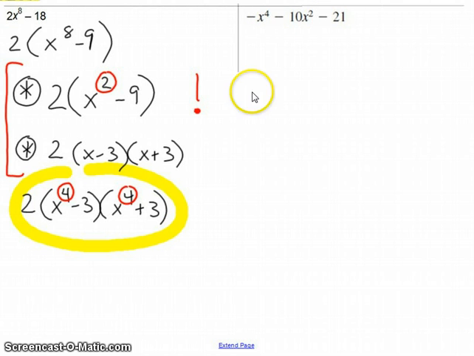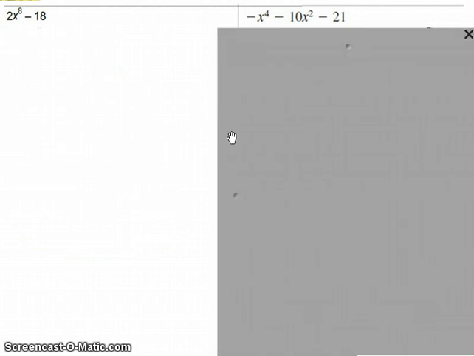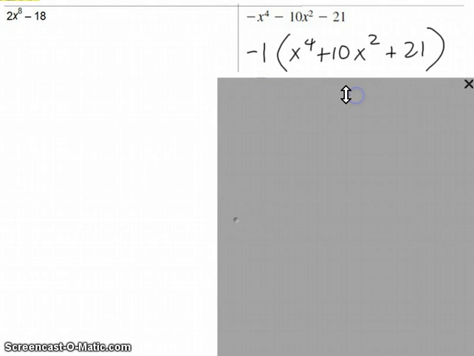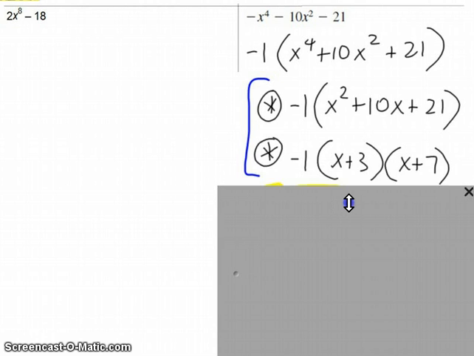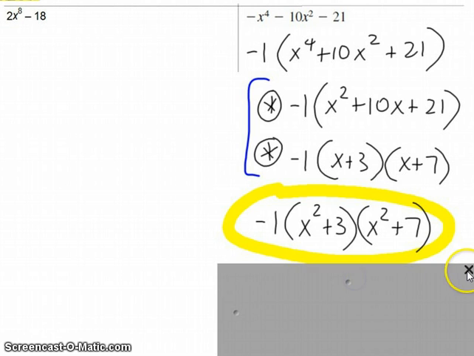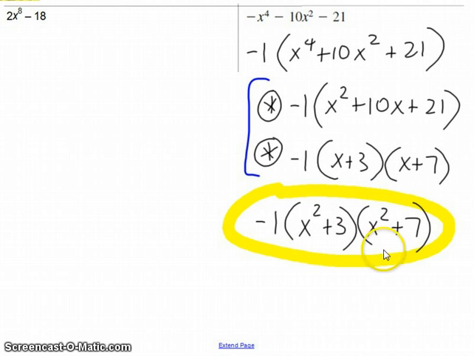Over here, and I believe this is the last of the factoring questions. The only thing that I can see to do right away is to pull out the greatest common factor, which is negative 1. Now, in the parens, I've got something that's quadratic-like. I'm going to look at how I would factor it if it had been a quadratic. Then it would be x plus 3, x plus 7. So I'm going to raise those exponents back to reality and make it x squared plus 3, x squared plus 7, not losing track of the negative 1 that I'd factored out at the beginning, and now I'm done.